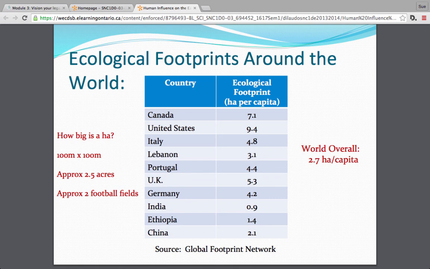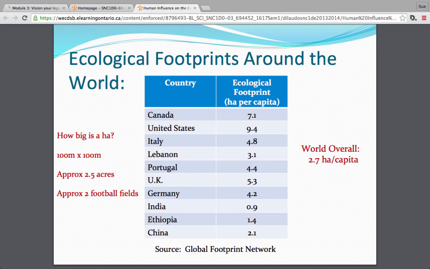Now that might be a unit you aren't familiar with. Per capita means per person, and a hectare, if you want to compare for size, how big is a hectare? It's about 100 meters by 100 meters. If that really doesn't help you out, a hectare is about 2.5 acres. And if that's still a little bit vague, if you can imagine 2 football fields, that's about a hectare in size. So these footprint calculations are hectares per capita or per person.